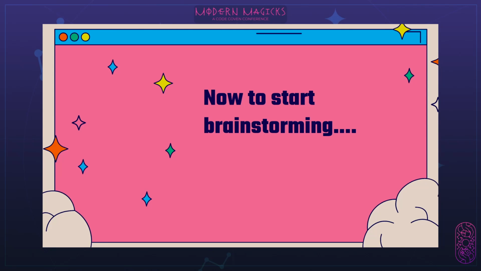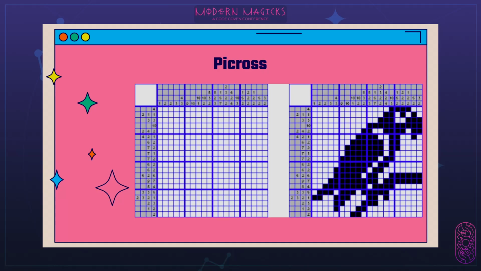So the last part of our talk is about brainstorming how you can do these in your games. We're going to take a super simple idea. This is a Picross board. For those of you who don't know, Picrosses are logic puzzles where you have to fill in a board based on a given number. Once completed, the board often resembles an image. It's a very, very simple mechanic, and we are going to expand on it.